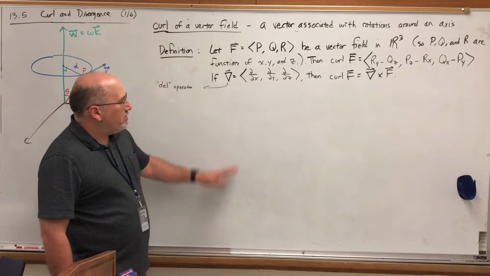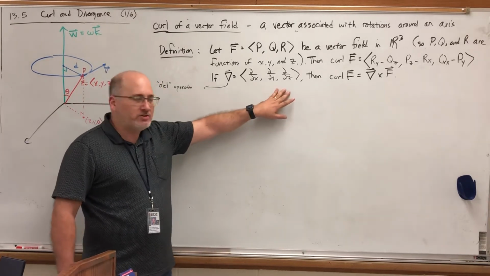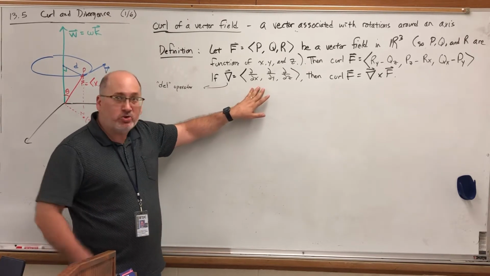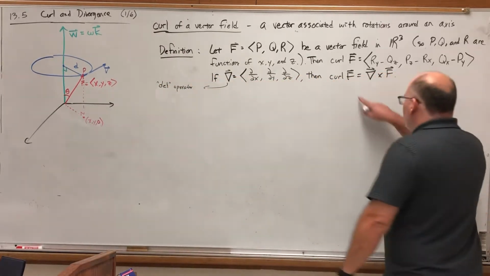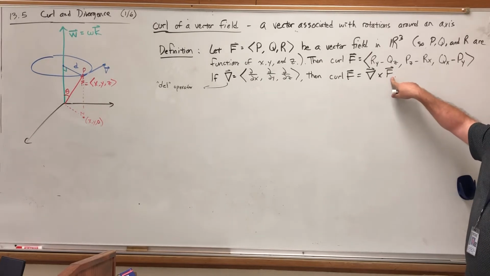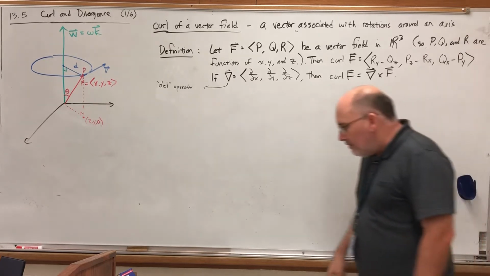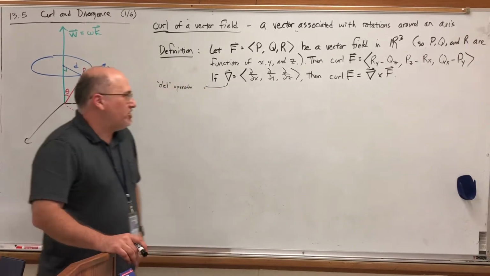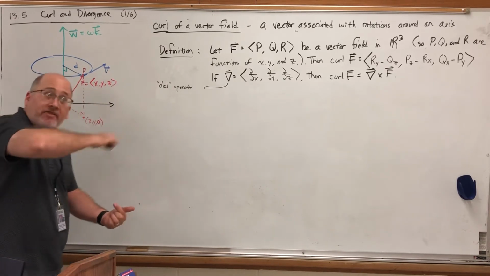But if you can get past the fact that these components aren't your standard types of components, they're not functions or numbers, but rather operations or operators that tell you to do something, then we can define the curl of a vector field as the Del vector cross the vector field F. And we'll demonstrate that in a moment. But I want to show you what this definition actually has to do with describing the rotation around an axis.